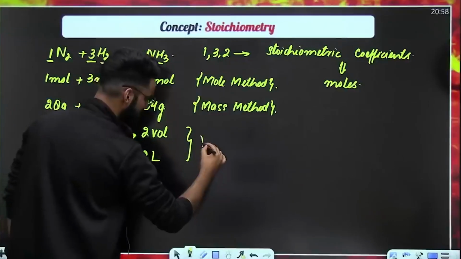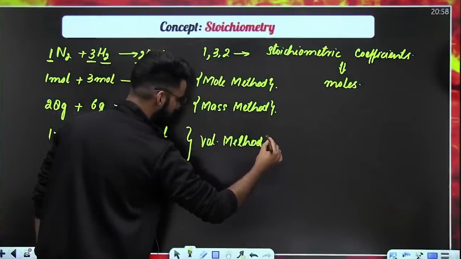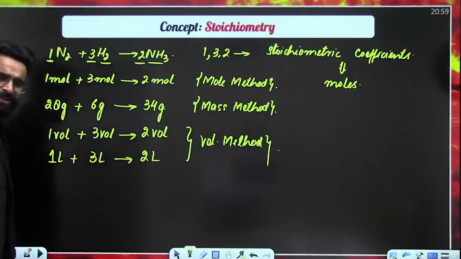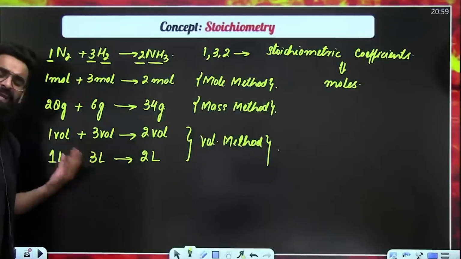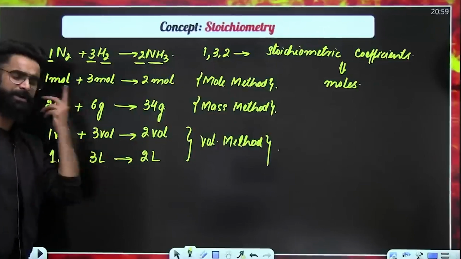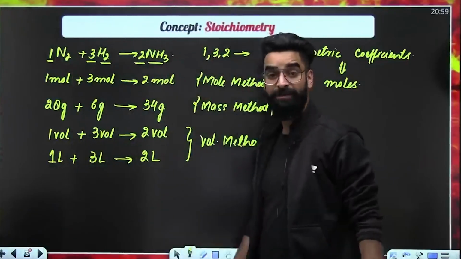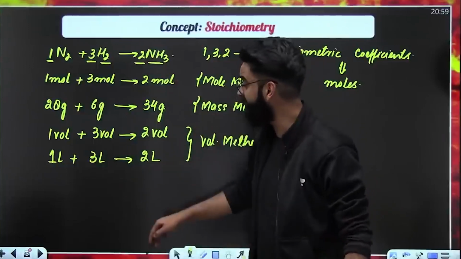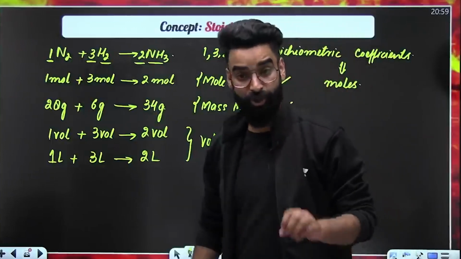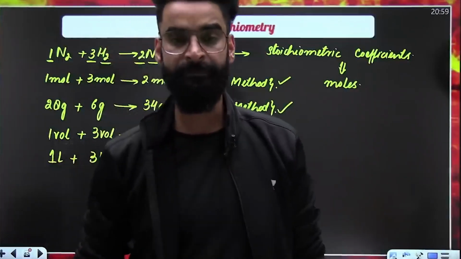And these two statements are used in terms of volume. That means which method am I using in stoichiometry here? I'm using the volume method. Right? Well, it's not mandatory that you take this volume in liters. You can take it in ml as well. You can say 1 ml of N2 reacts with 3 ml of H2 and produces 2 ml of NH3. You should be able to write all these statements either in terms of mass, volume, or moles for all the reactions. Perfect?